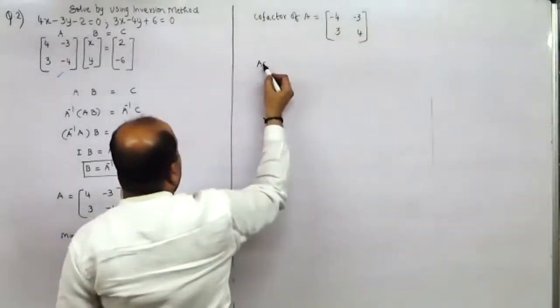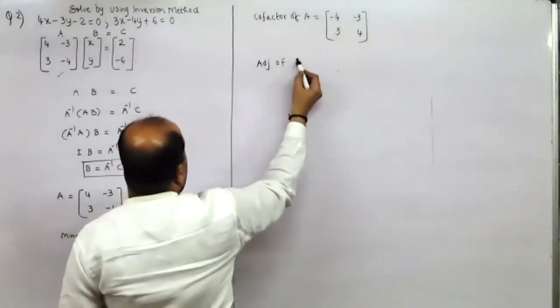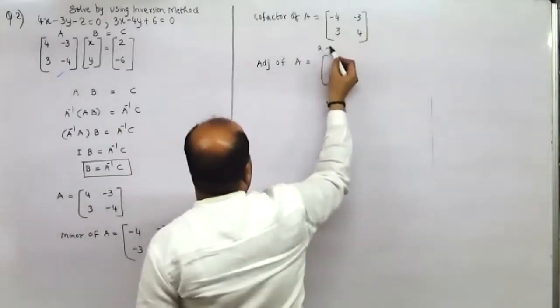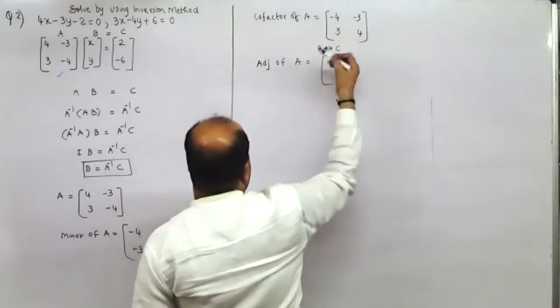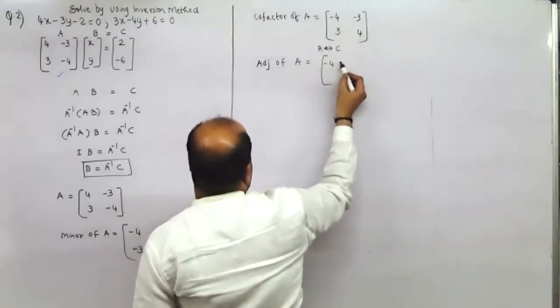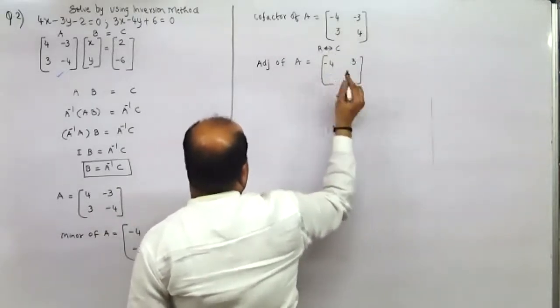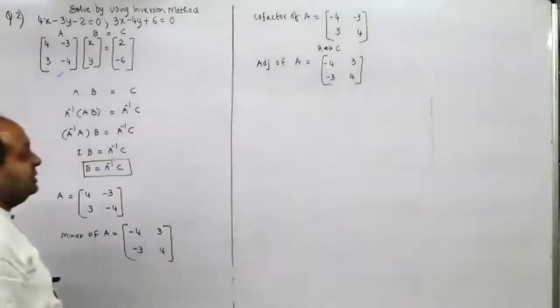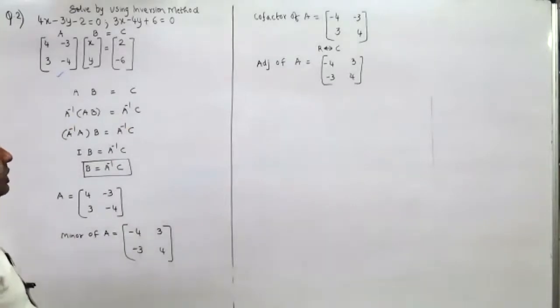Then what is adjoint of A? Adjoint of A is obtained by changing the row and column. So minus 4 comma 3 here. This would be minus 3 comma 4 here. Adjoint of A. This is by interchanging row and column.